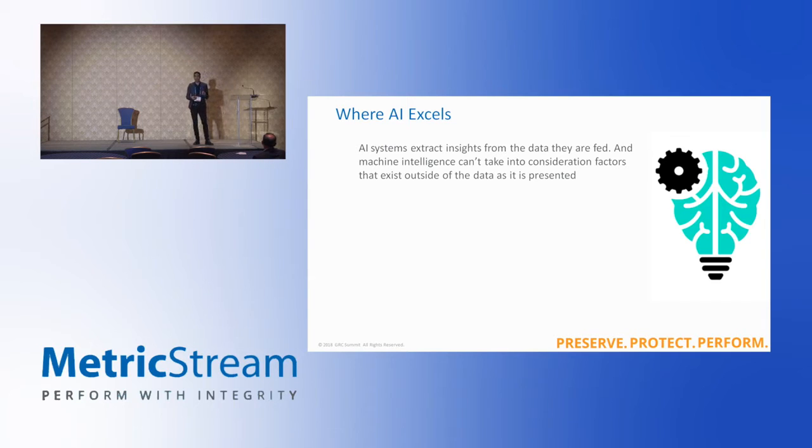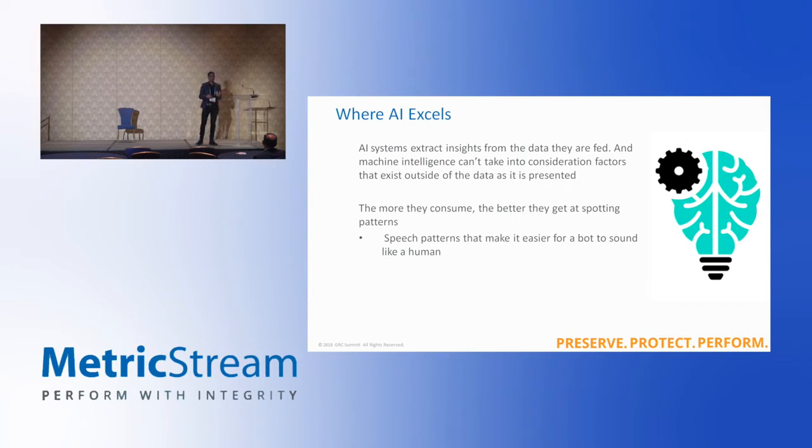So again, they extract insights from the data that they're presented. They can't take into account considerations outside of the data that they're given. But the more data you give them, the better they become. And so they can figure out these minute and nuanced patterns, such as in speech patterns. We all have virtual assistants on our phones now, and the more training examples of speech that we give them, such as whenever you talk to your Amazon Echo, it could be capturing that and using it to make Alexa sound a little bit more human-like in the future.